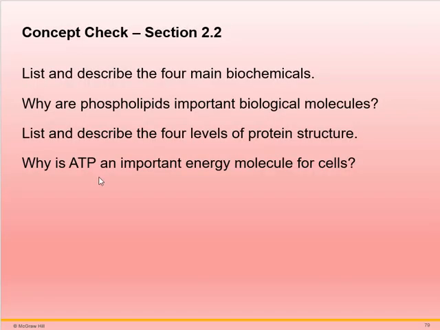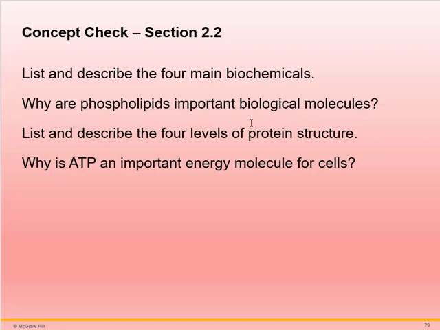The next question is, why are phospholipids so important? Well, they form the membranes. They are a hydrophobic barrier and separate the extracellular from the intracellular cytoplasm. And so that is important to make a cell. If you don't have phospholipids, you don't have a cell.